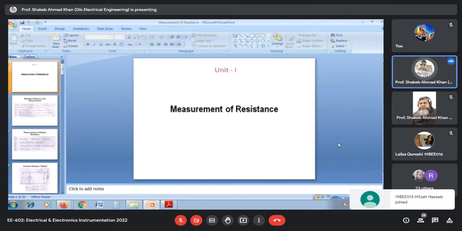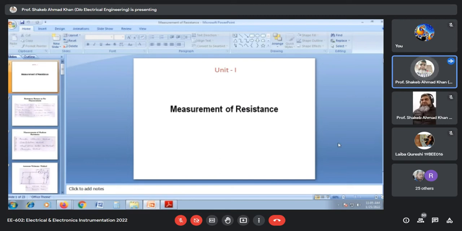Your first unit is totally devoted to measurement of resistance, and then the second unit is about measurement of inductance and capacitance and frequency, mutual inductance also. And then the next unit is about transducers and signal conditioning, then oscilloscope, and then some miscellaneous digital and electronic instruments. So this is the broad content of your course. So today I'm starting with the first unit.